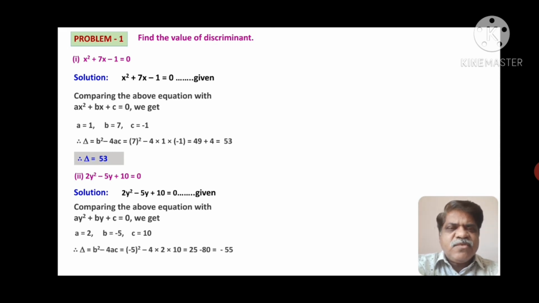Therefore, delta is equal to b square minus 4ac. We will substitute the values of a, b, c here. Therefore, (minus 5) bracket raised to square minus 4 into 2 into 10, which will be 5 square is 25 and the product of 4, 2, 10 is 80, which will be equal to minus 55. Therefore, we can write the delta is equal to minus 55.